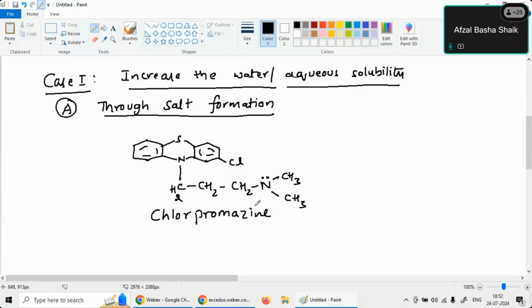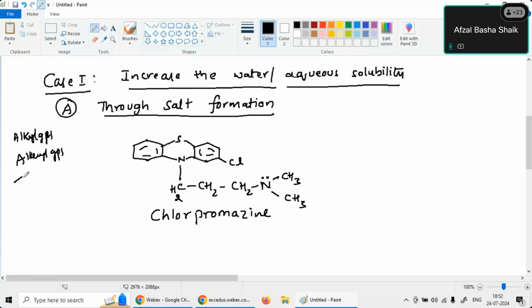Chlorpromazine. It is chlorpromazine. So is this chlorpromazine molecule hydrophilic or lipophilic? I already told you that for lipophilicity there should be what? Alkyl groups, alkenyl groups. Yes or no?